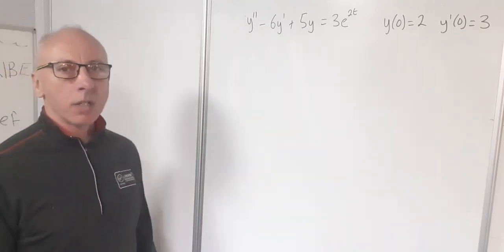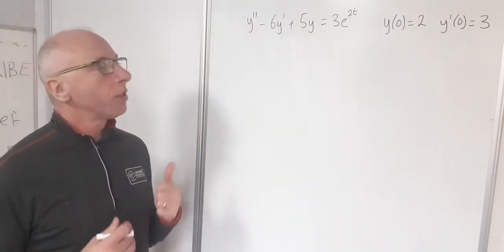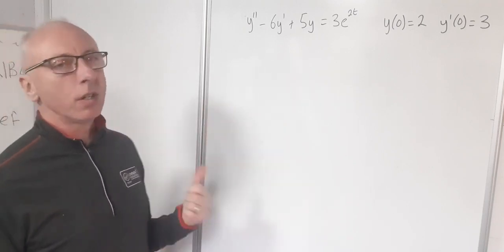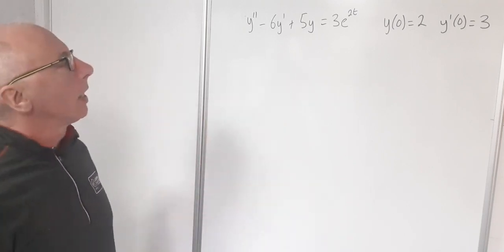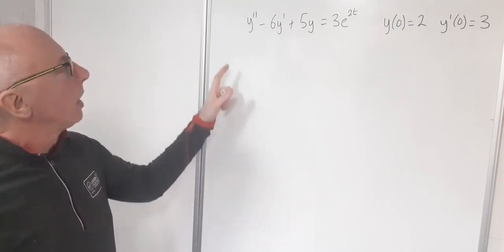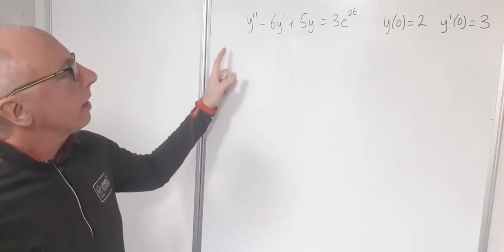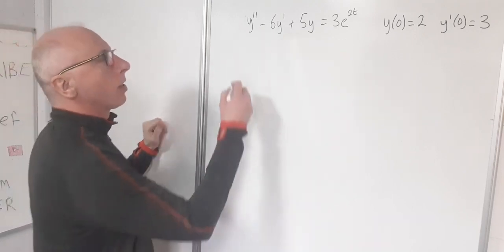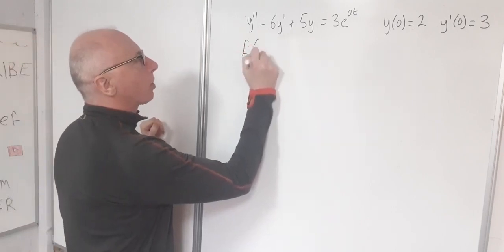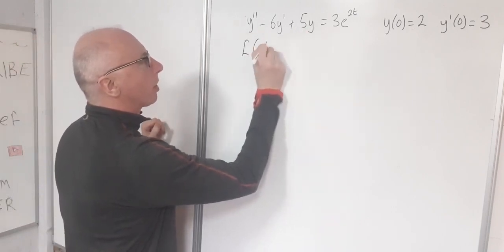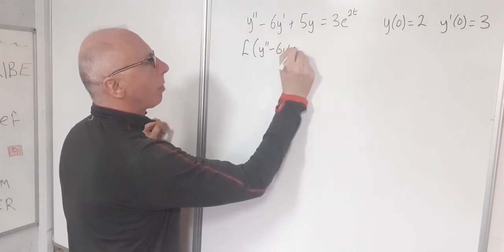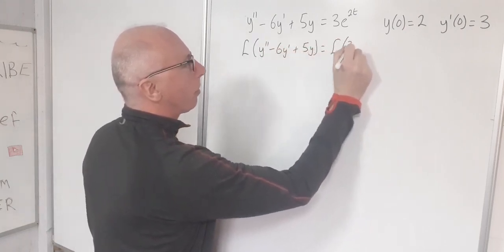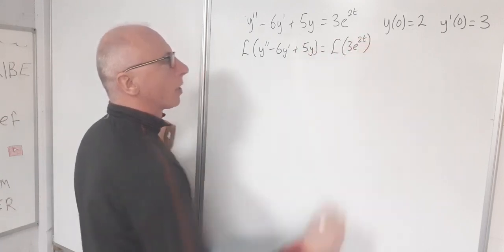Now in previous videos I've done some Laplace transform. So in this video, I want to solve this second order linear differential equation using Laplace transform techniques. So first of all, what we need to do is to transform this into Laplace transform on both sides. So let's just write that up. So I've got Laplace transform of all of this. I've got y double prime minus 6y prime plus 5y equals the Laplace transform of 3e to the 2t.